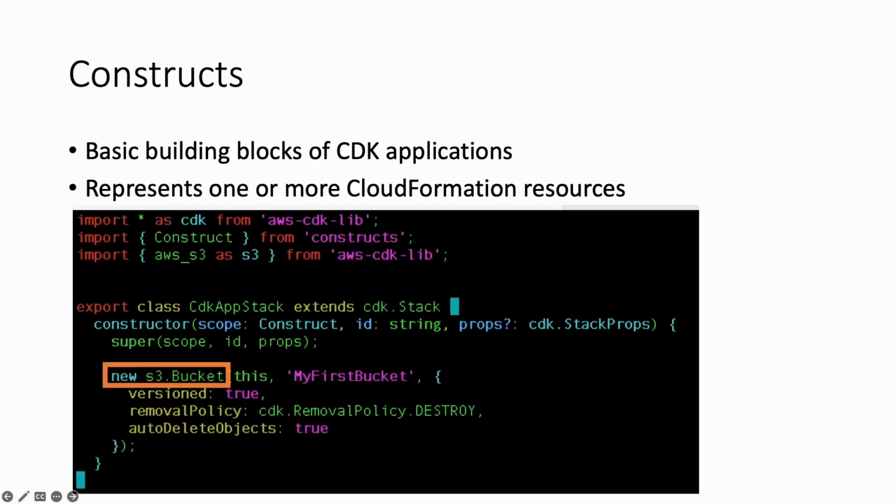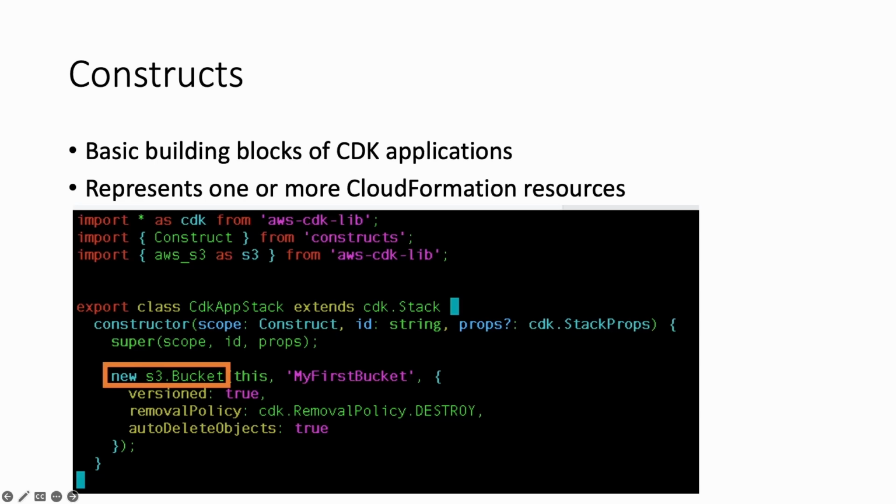Now we're going to talk about some very basic concepts which are required in order for us to implement the simple infrastructure that we want to implement as part of this video. First thing is construct. Constructs are the basic building blocks of a CDK application, and they represent one or more CloudFormation resources depending on which level of construct you are using.